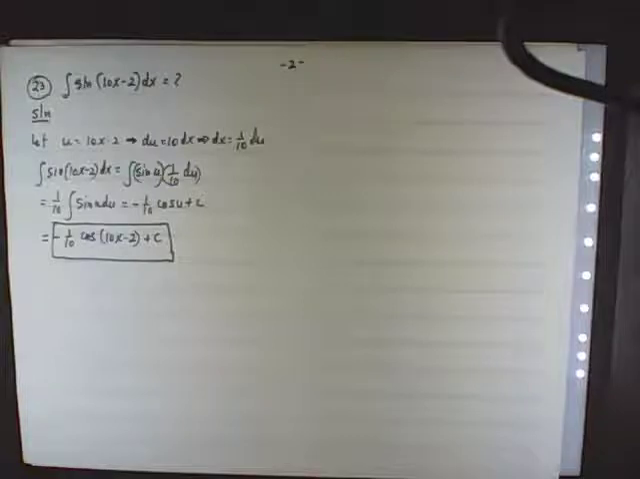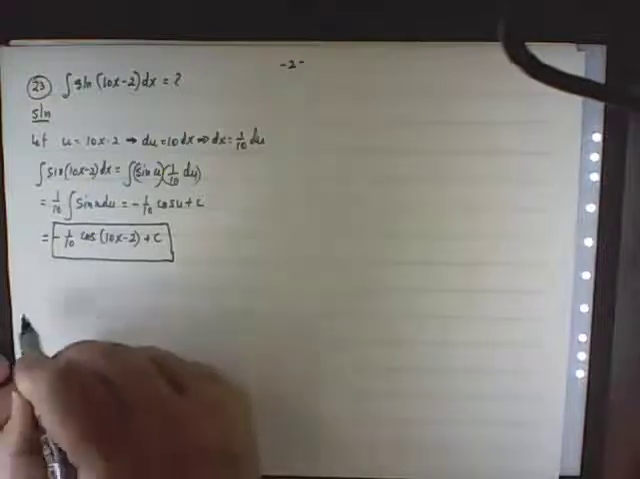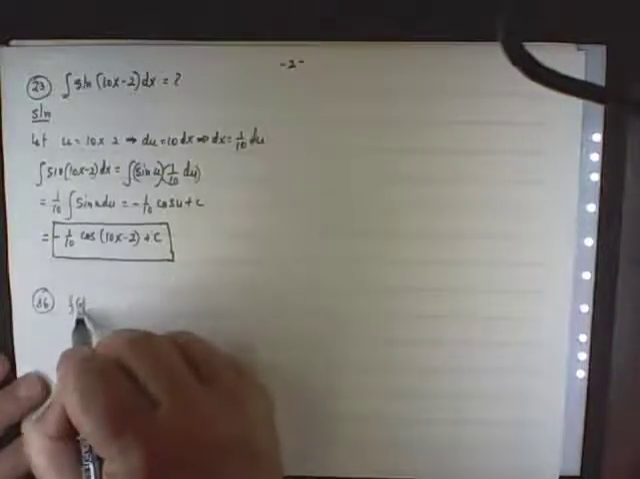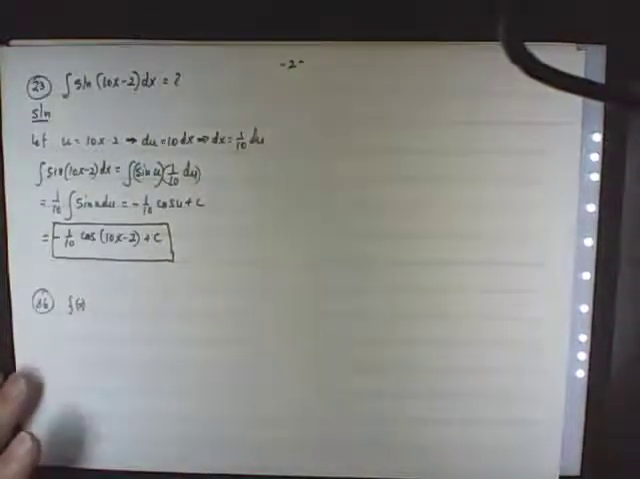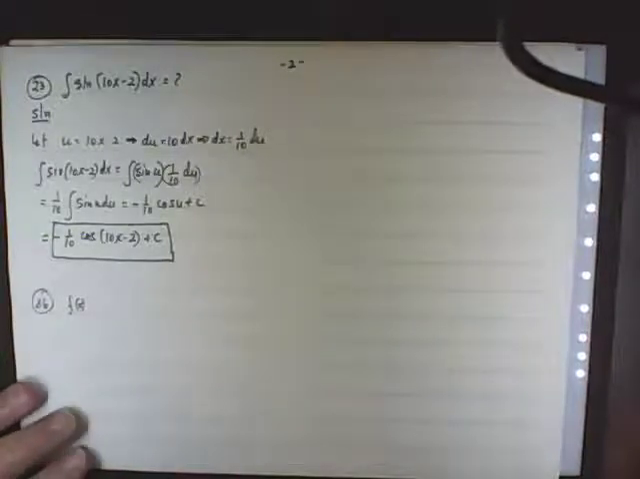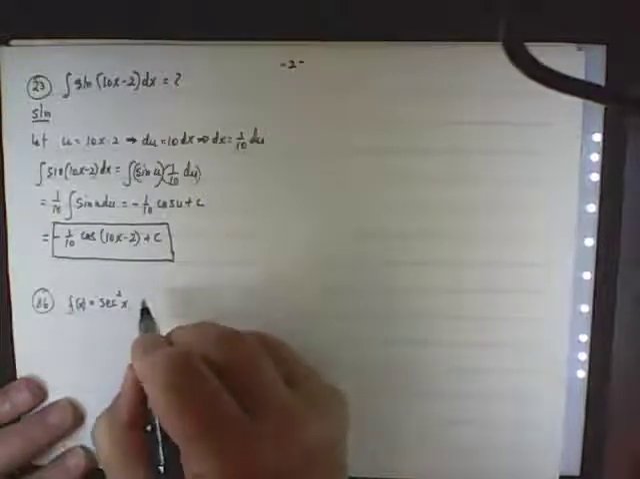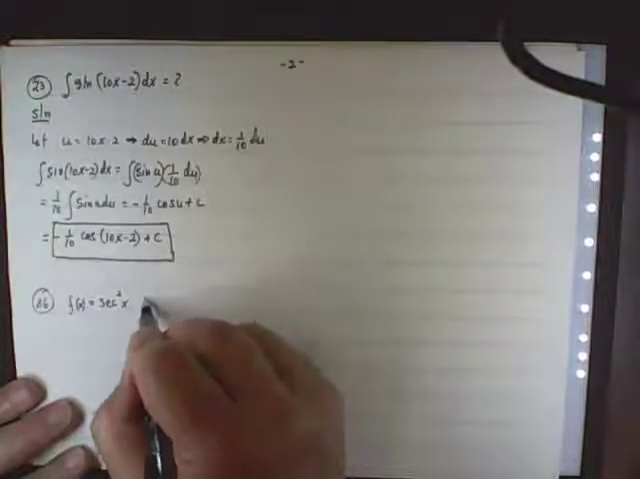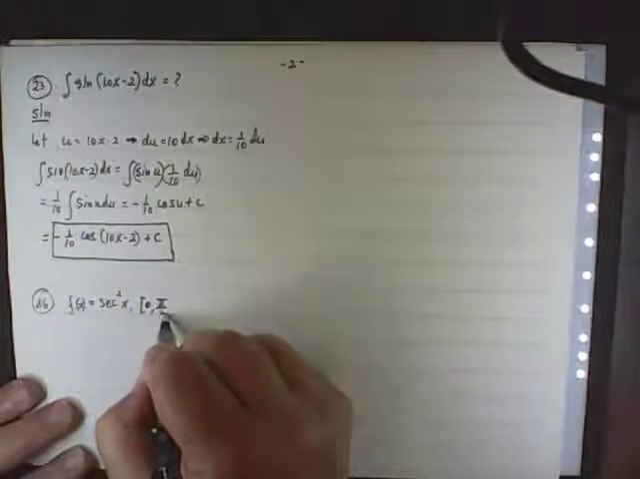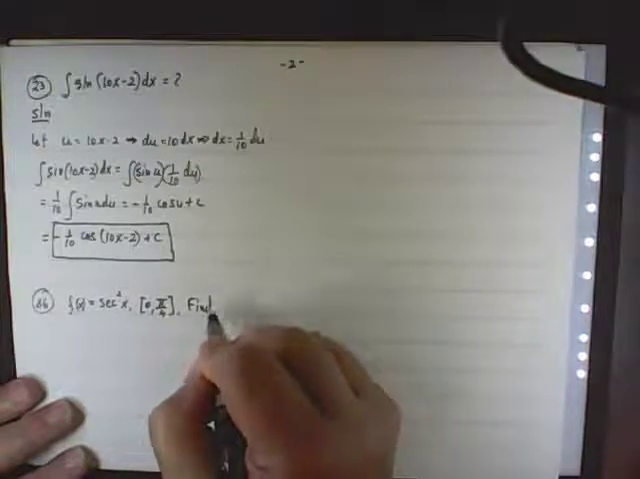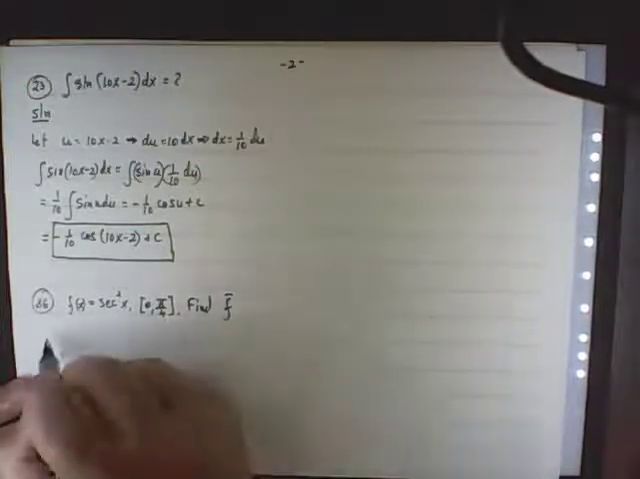From the bottom, I'm sorry, I said from the top. We need to find the average value. So 86, what's given is f of x equal, if I read it correctly, secant squared x, on the interval 0 to pi over 4. Okay, and we want to find f bar, the average value.